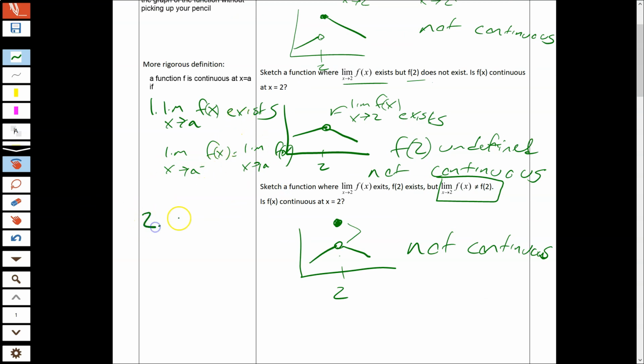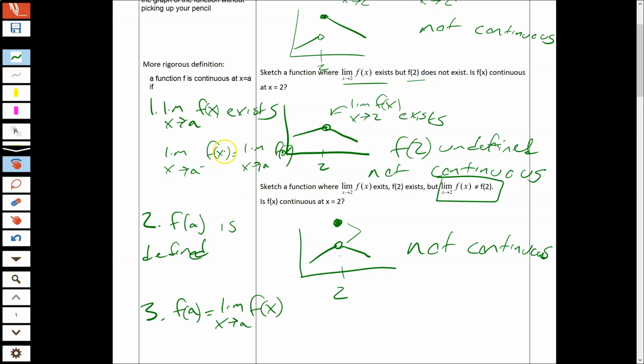The function exists at that point. So a is my point that we're looking at. So we'll say f of a is defined. And the third point, f of a is equal to the limit at a.